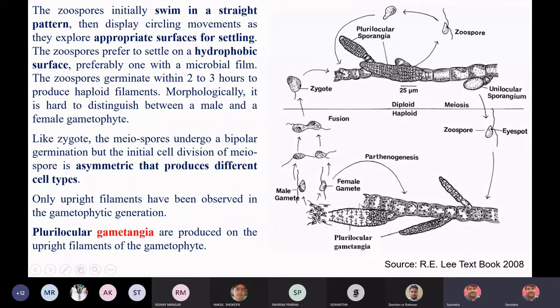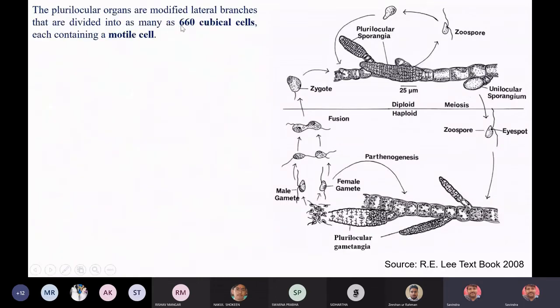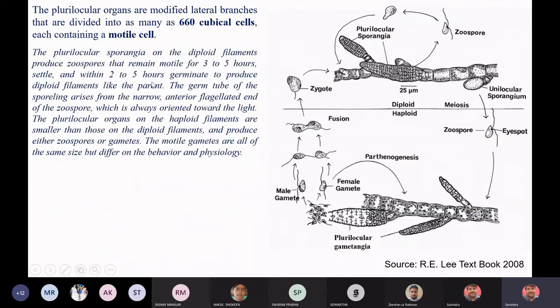Plurilocular gametangia is also produced, which is almost the same as the plurilocular sporangia. काफी बुक में इसको sporangia ही लिख देते हैं. यहाँ पर भी sporangia लिखा है, यहाँ पे भी sporangia लिखा है, but I willingly changed it to gametangia. There are around 660 cubical cells. That's why it is known as plurilocular.